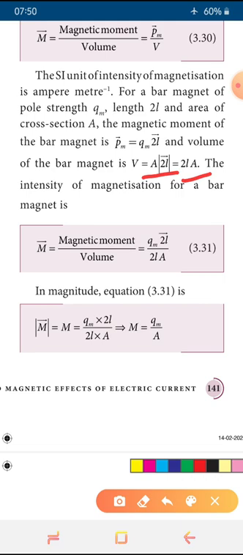We are just simply substituting in equation 3.30: M vector becomes qm 2L vector divided by 2L A. Writing in mod form, mod M vector is equal to capital M is equal to qm 2L, the vector cancelled, divided by 2L into A. This is the equation we get from 3.30 to 3.31. From 3.31, capital M is equal to, 2L gets cancelled, and the rest is Qm divided by capital A. This is the intensity of magnetization.